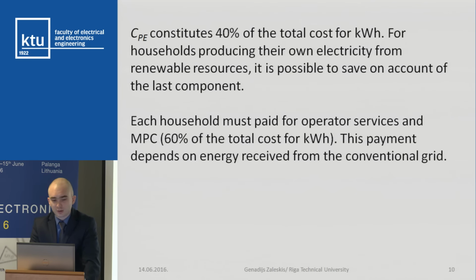Payment for electricity constitutes only 40% of the total cost per kilowatt hour. For a household producing its own electricity from a renewable source, it's possible to save on account of the last component. Each household must pay for operator service and MPC, which is 60% of the total cost per kilowatt hour. This payment depends on energy received from the conventional grid. So if you get something from the conventional grid, you pay.